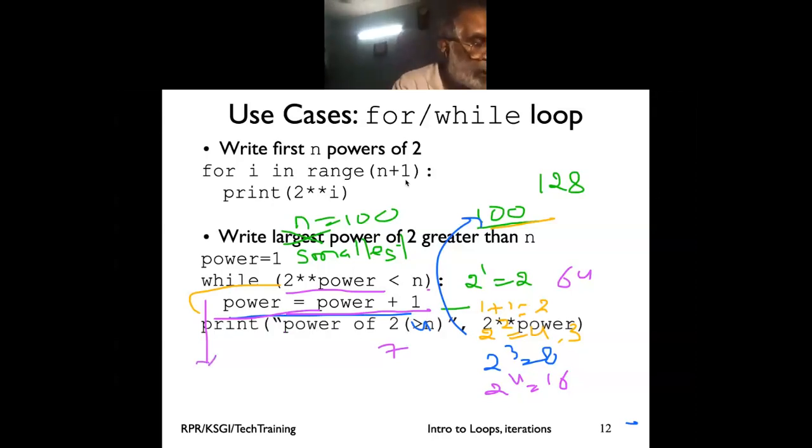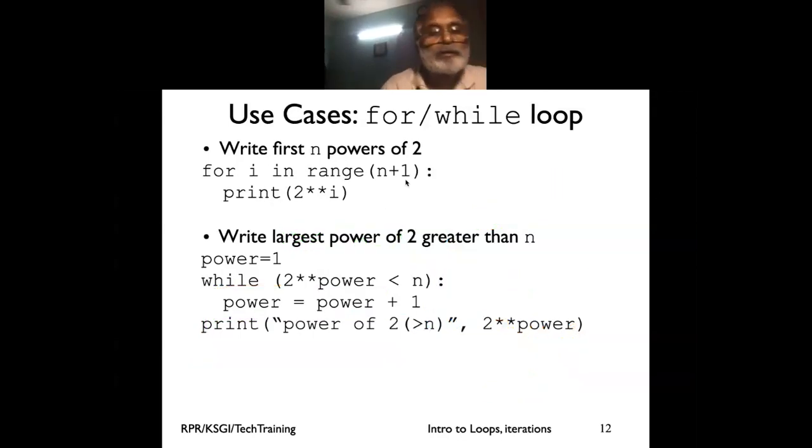So let me clean this mess. Come out of the while loop means, remember scoping, we said the spaces decide the scope of the while loop. Now this print statement is outside the while loop because it is not within the indentation. So the while loop is only here. This print is outside the while loop. So at this point, I know my power is 7. So I can print power of 2 greater than n is 2 raised to power 7.